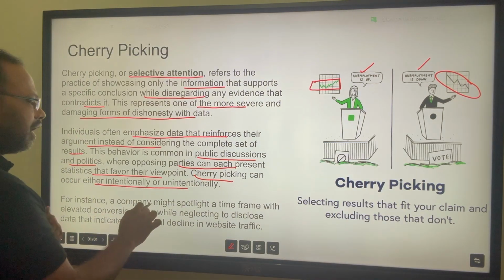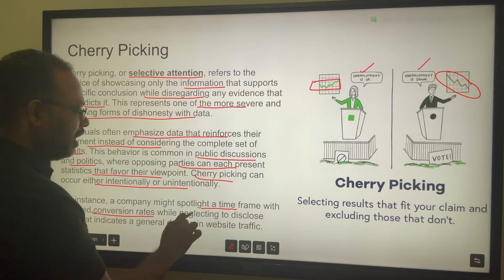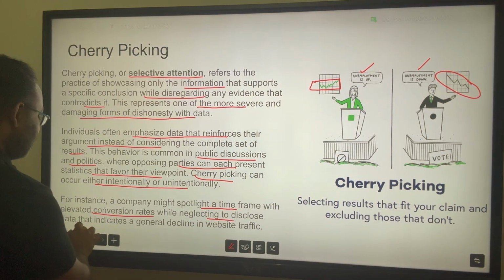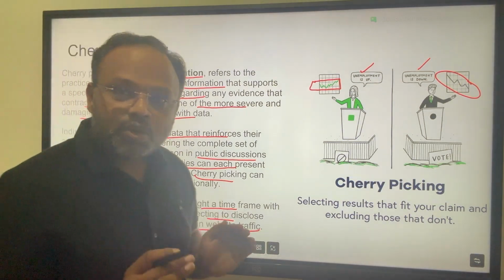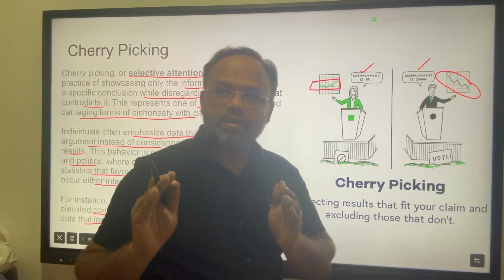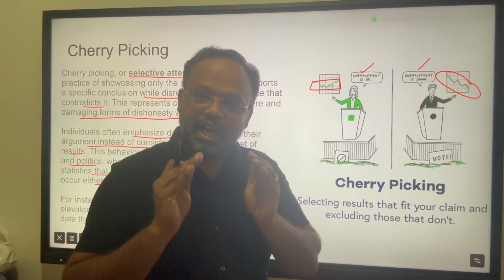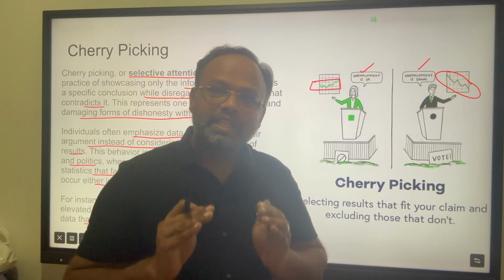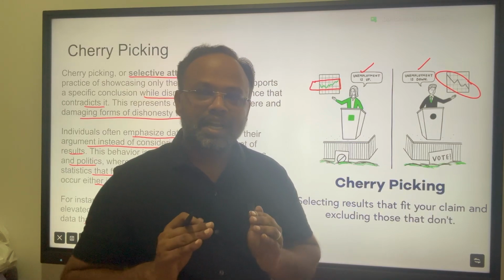For instance, a company might spotlight a time frame with elevated conversion rates while neglecting to disclose data that indicates a general decline in website traffic. If they intentionally miss out certain key factors and take only one segment or one area of information, then that phenomenon of data fallacy is called cherry picking or selective attention.